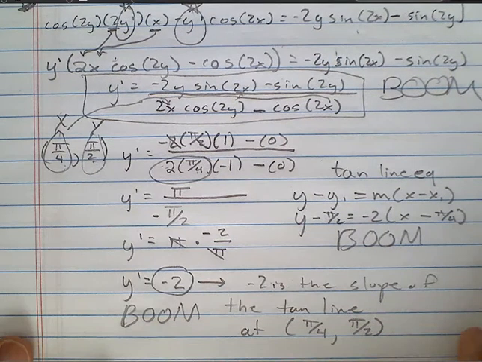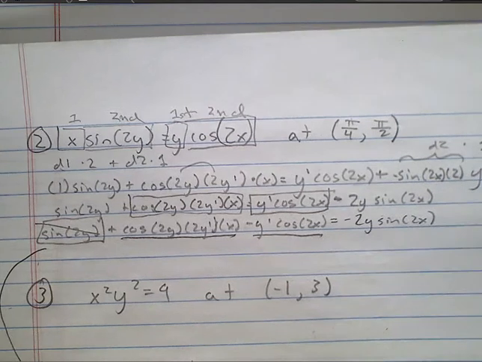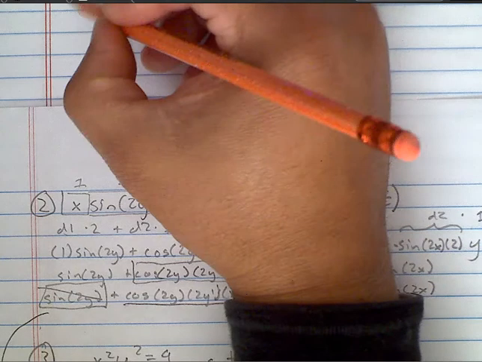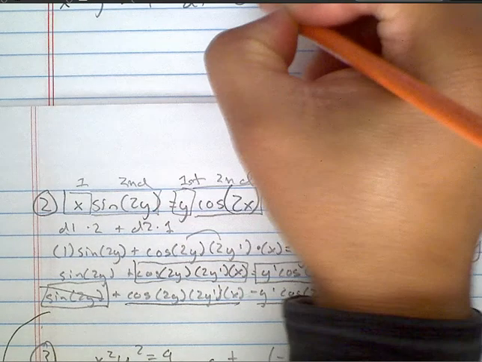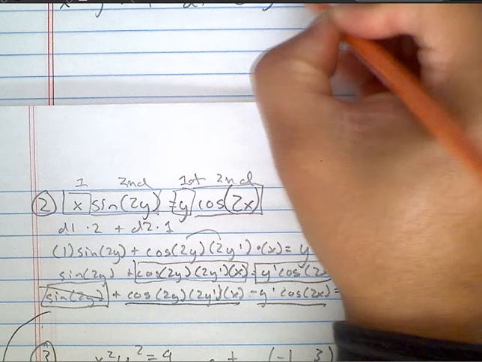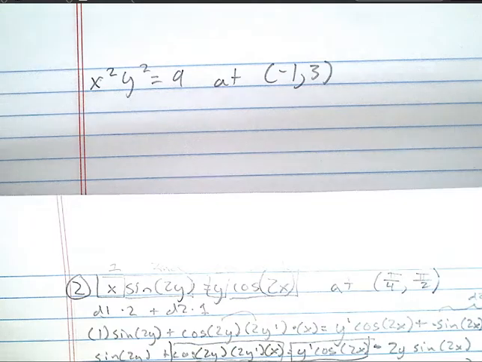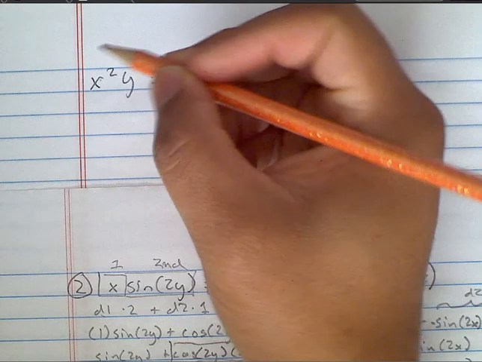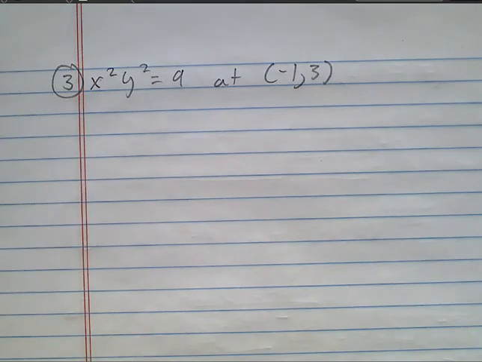Alright, number 3. We kind of ran roughshod all over it. So I'm going to write it on another sheet of paper right here. Okay, so x squared y squared equals 9 at negative 1 comma 3. Alright, so, oh, and by the way, I'm going to do a side-by-side comparison to your next review in a minute, so you might want to stay tuned. Man, 4 pages down, how about that?